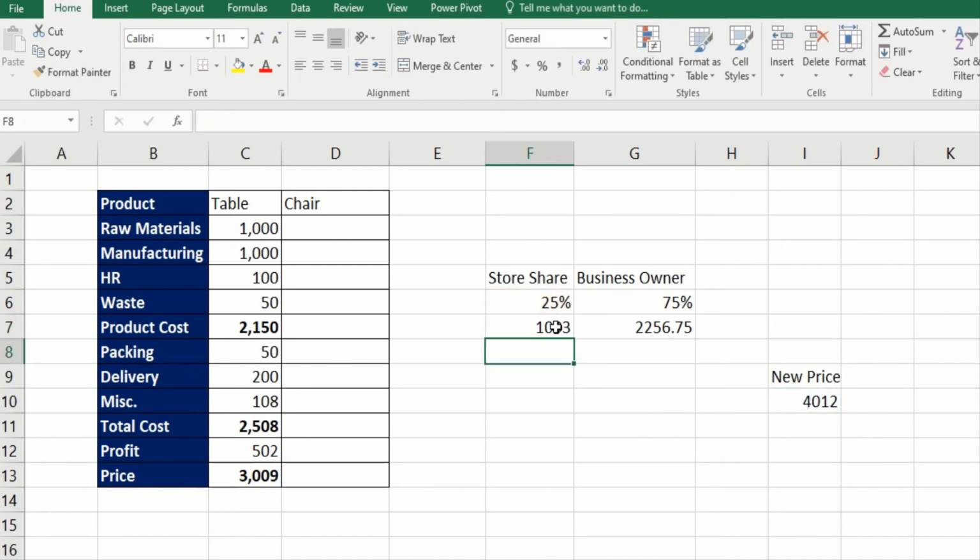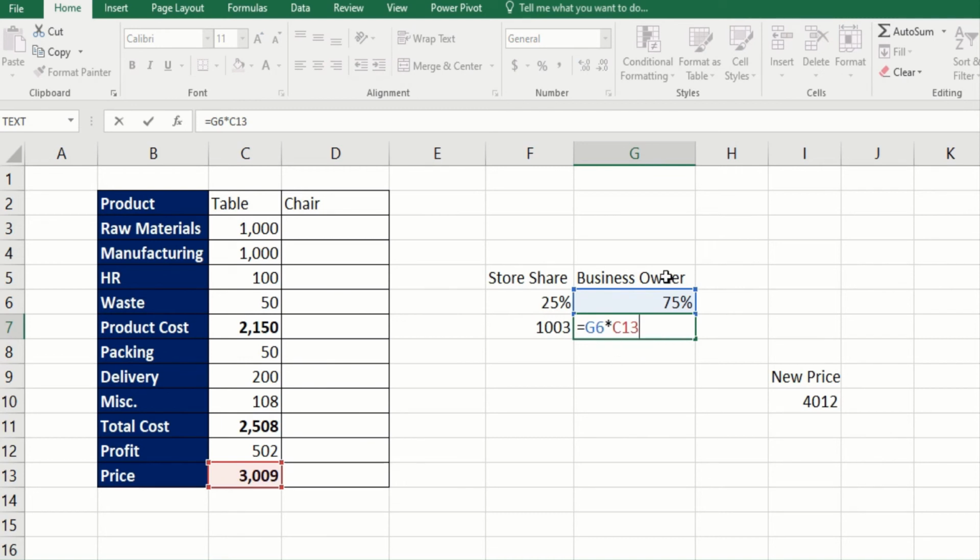Now if I just simply go here, press F2 and drag this to my new price, so that share is still 25% over here, and here, okay, sorry, this one, you drag this, so here you are again. So if the price is 4012, you can still make this much of the profit which you initially wanted.